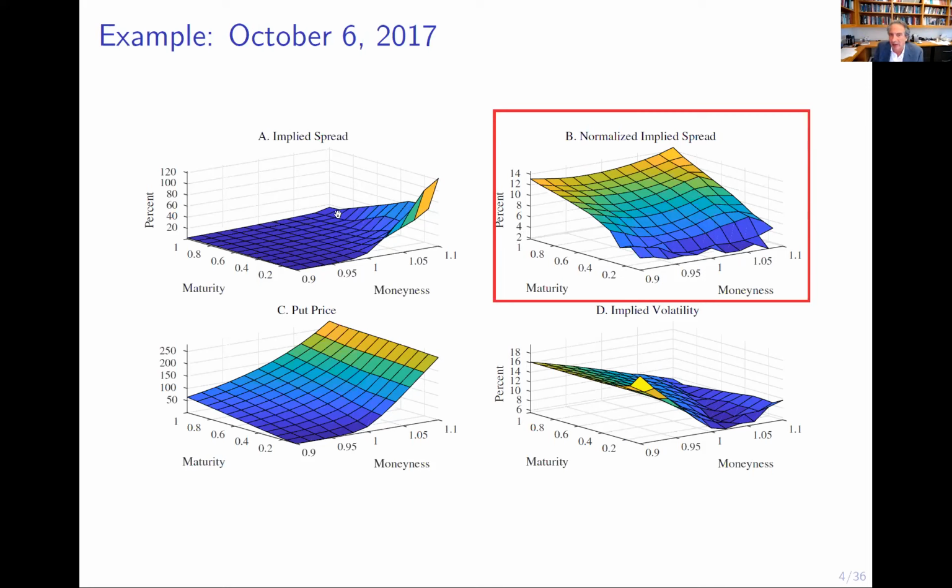Okay. What we're going to do is to study these two things. I'm going to show you a bunch of plots, a bunch of regressions showing what these two measures do, and we'll compare them, of course, with implied volatility. So that's the plan.